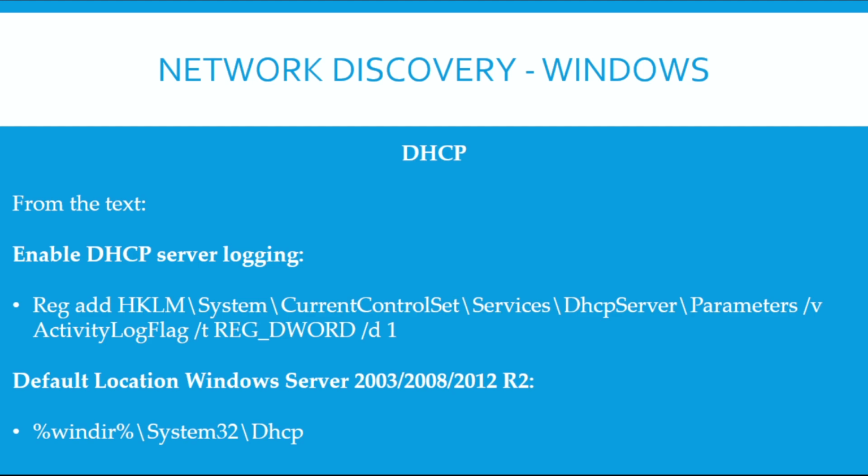From the text, we see how we can enable DHCP server logging via the command line by adding a reg key. You will add the DWORD value and enable it from the command line, and below you'll see the path on where the server logs will be on Servers 2003, 2008, and 2012.